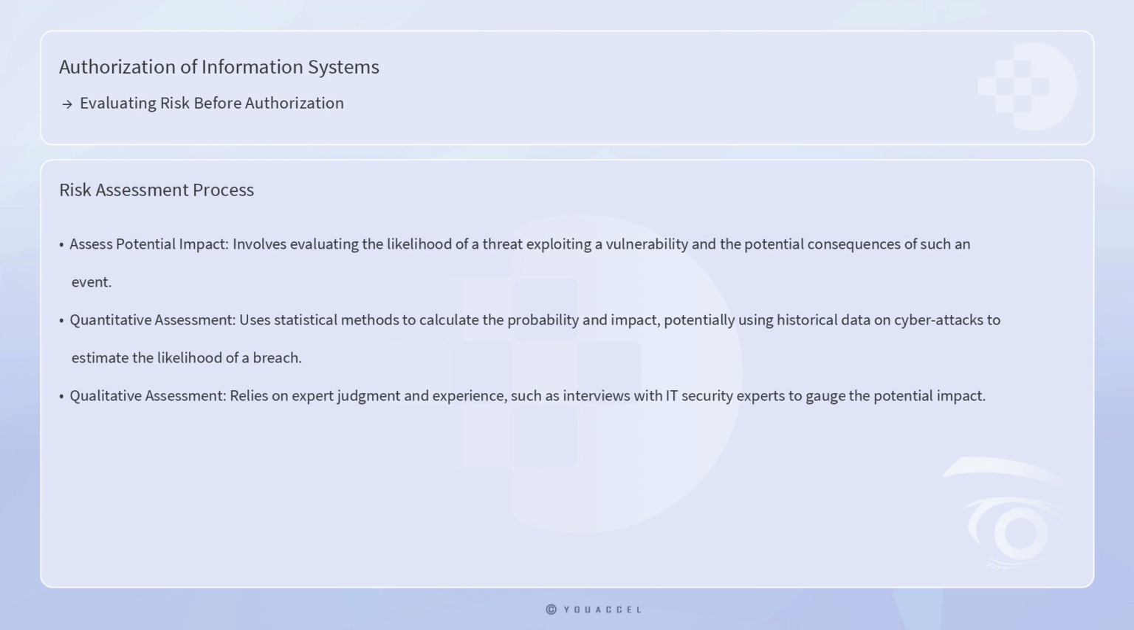Once threats and vulnerabilities have been identified, the next step is to assess the potential impact of these risks. This involves evaluating the likelihood of a threat exploiting a vulnerability and the potential consequences of such an event. This assessment can be quantitative, using statistical methods to calculate the probability and impact, or qualitative, relying on expert judgment and experience. For instance, a quantitative assessment might use historical data on cyber attacks to estimate the likelihood of a breach, while a qualitative assessment might involve interviews with IT security experts to gauge the potential impact.